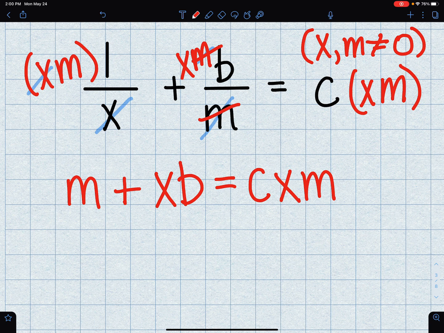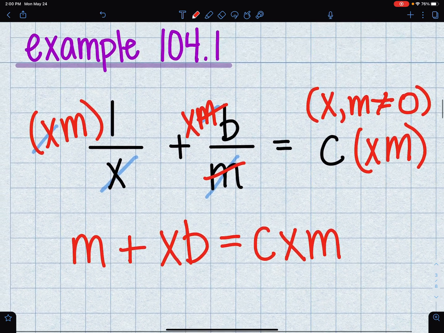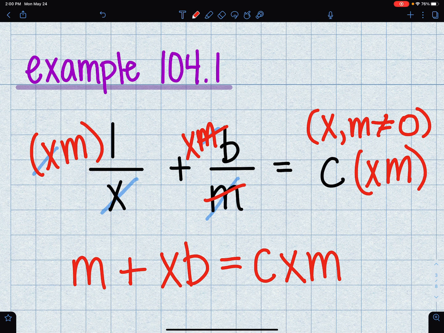And now what we do is they want us to solve, what do they want us to solve for? They want us to solve for m. Did they say that in the problem? Let's see.